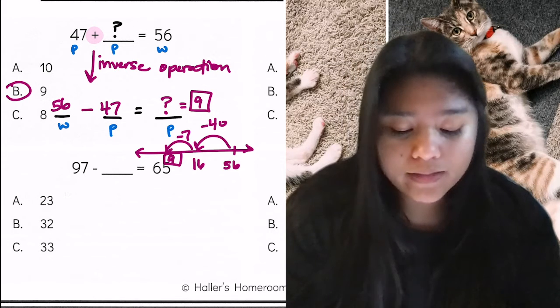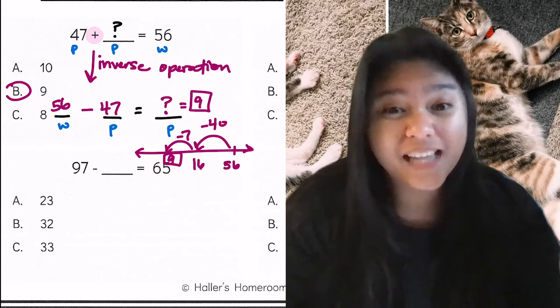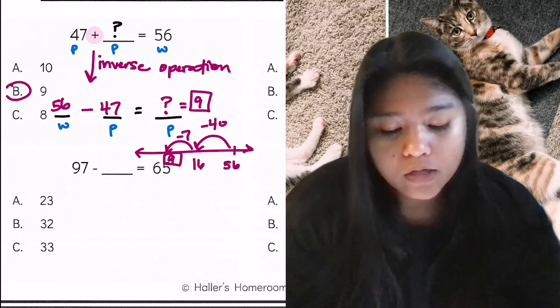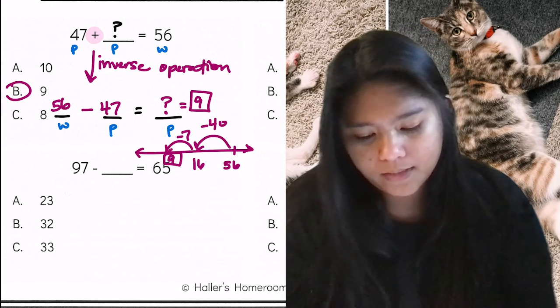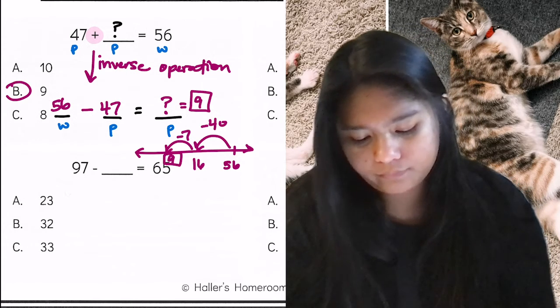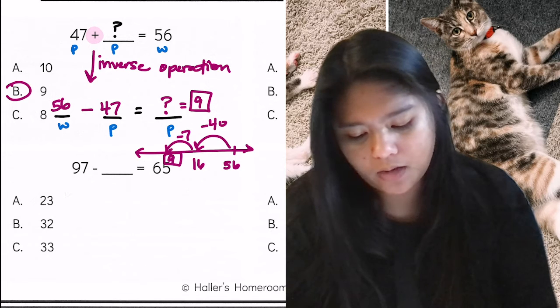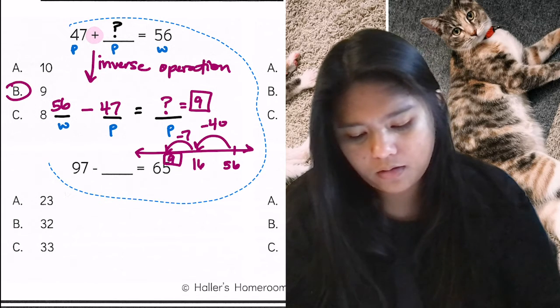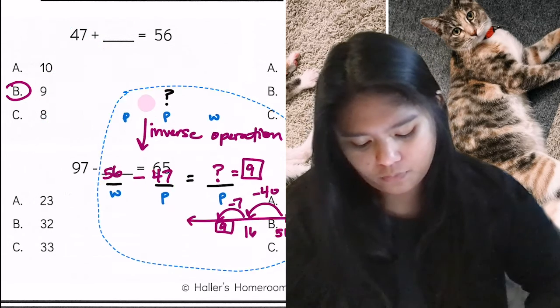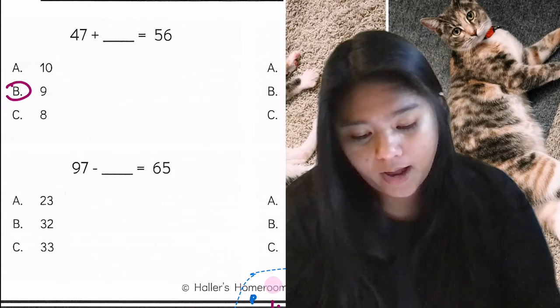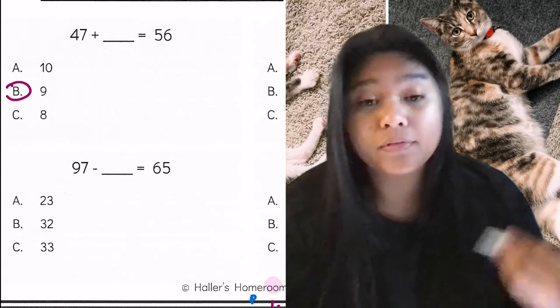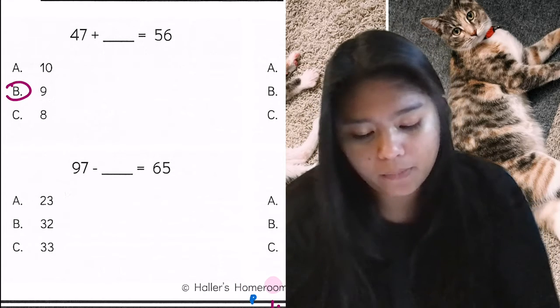What I could do is I could plug in each choice to see if it works, right? So I'm going to take all of this and I'm going to move it over here. And I'm going to say, this is called plug and chug. Okay, so I could put 10. So I don't know if 10 works.